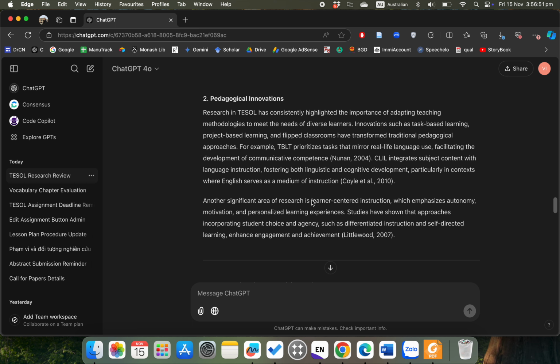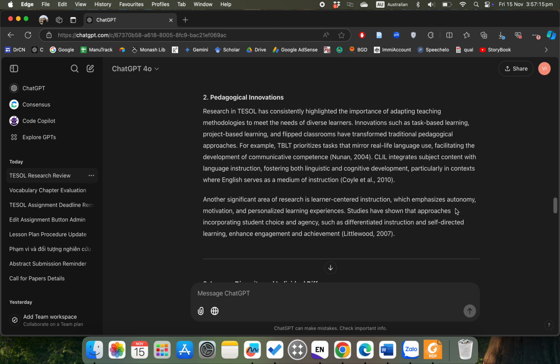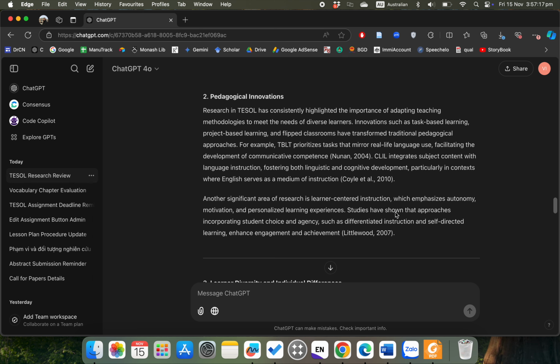So what I want to see is how do we justify a general concept such as learner-centered instruction as innovation? Okay, so we see that it's not clear how a very common concept in language teaching can be considered innovation. All right, innovation, but innovation in what way?